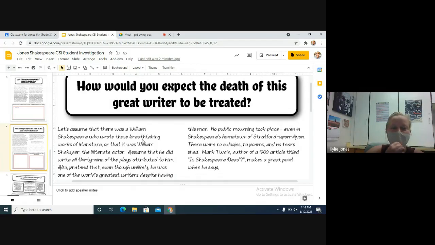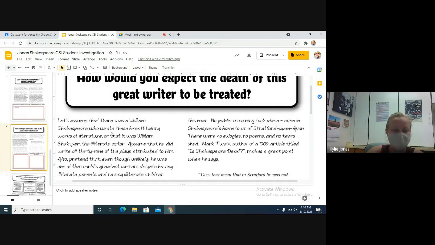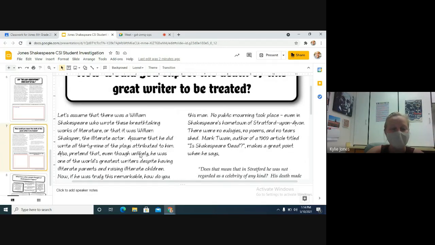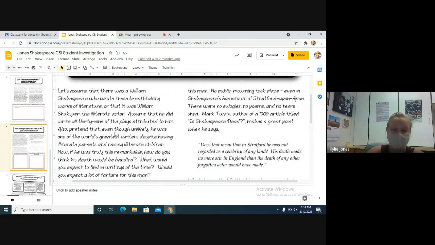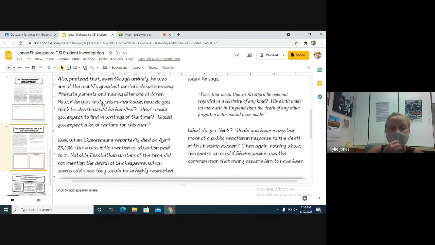Let's assume that there was a William Shakespeare who wrote these breathtaking works of literature, or that it was William Shakespeare, the illiterate actor. Assume that he did write all 39 of the plays attributed to him. Also, pretend that, even though it's unlikely, he was one of the world's greatest writers despite having illiterate parents and raising illiterate children. Now, if he was truly this remarkable, how do you think his death would have been handled?